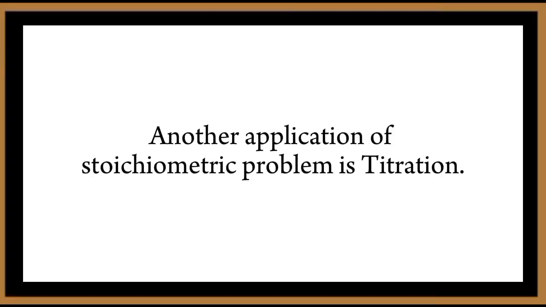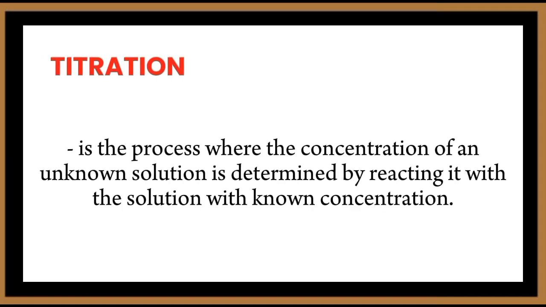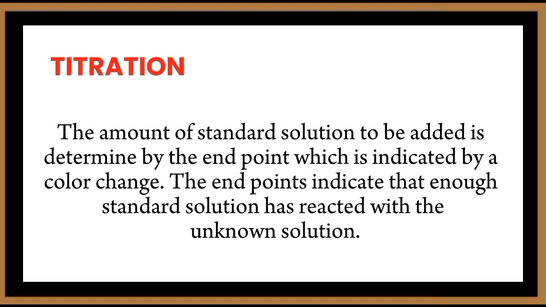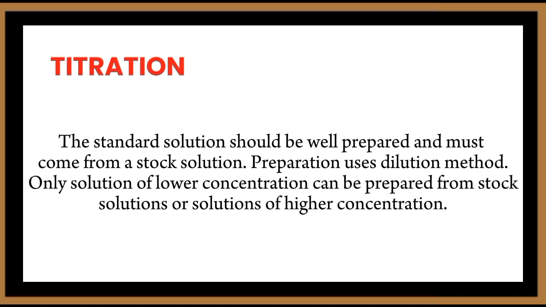Another application of stoichiometric problems is titration. Titration is a process where the concentration of an unknown solution is determined by reacting it with a solution of known concentration. The amount of standard solution to be added is determined by the endpoint, which is indicated by a color change. The endpoint indicates that enough of the standard solution has reacted with the unknown solution. The standard solution should be well prepared and must come from a stock solution. Preparation uses the dilution method. Only solutions of lower concentration can be prepared from stock solutions or solutions of higher concentrations.